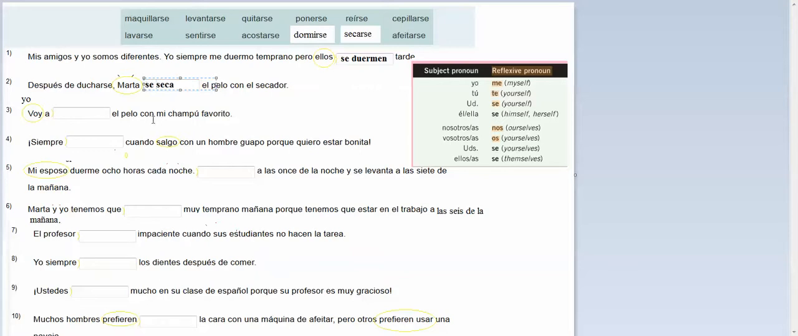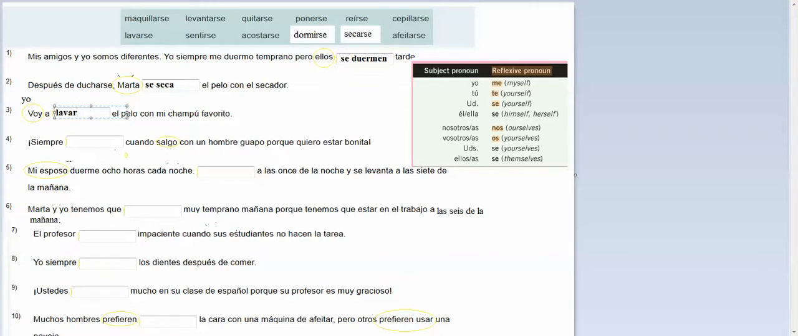Voy a blank el pelo con mi champú favorito. So I'm going to wash my hair with my favorite shampoo. Lavarse. Okay. Now I've got a situation I didn't have before. I'm going to wash my hair with my favorite shampoo. When you have a helping verb, you have to leave your second verb in its infinitive form. So I'm going to get rid of my se for a minute. Can I conjugate lavar here? Well, I shouldn't conjugate it because I already have voy conjugated.